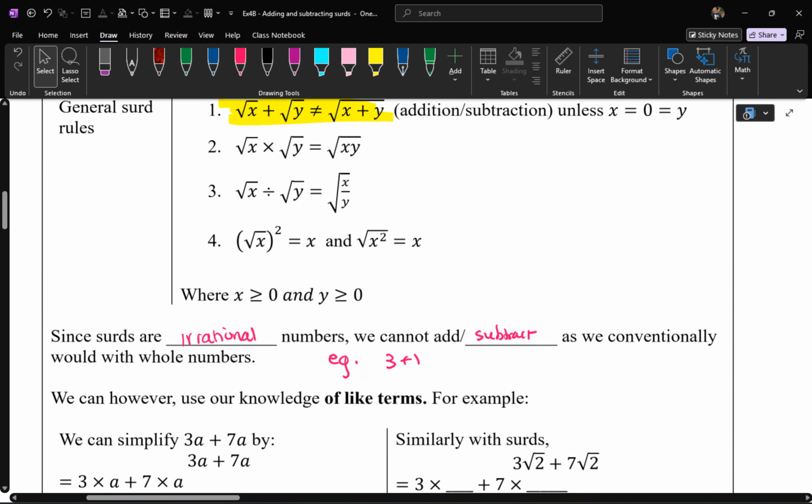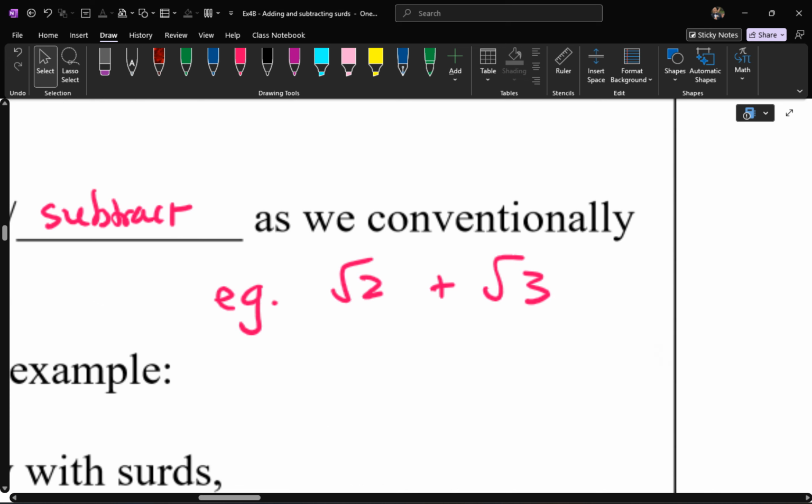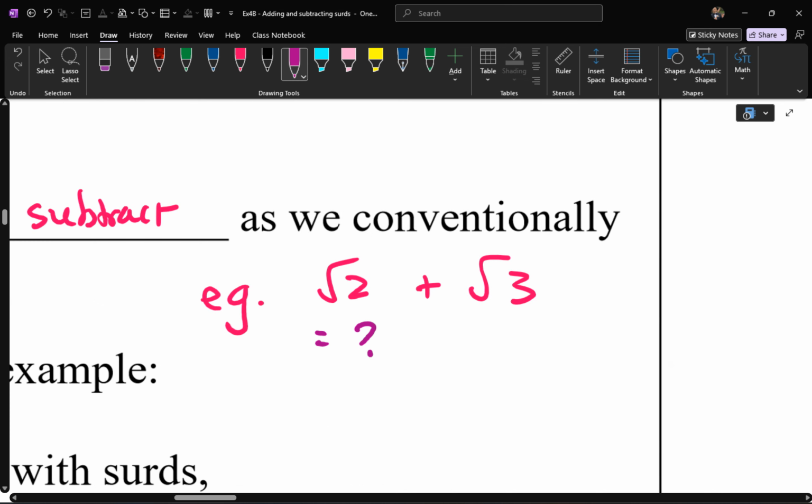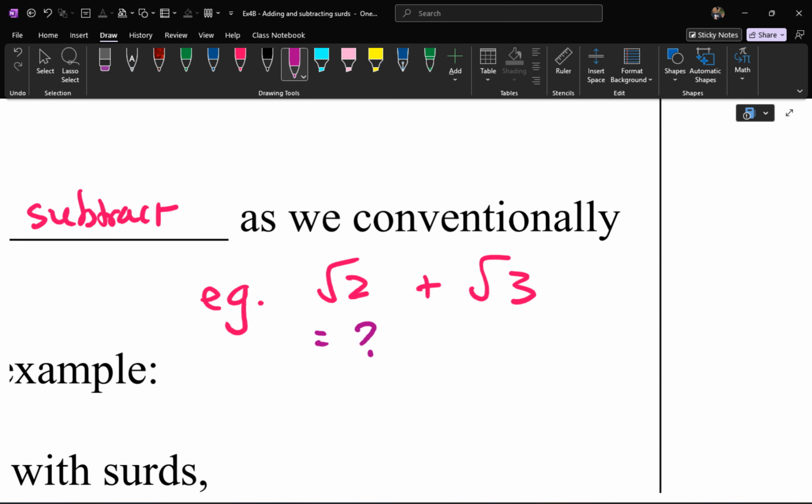So for example, if I gave you root 2 plus root 3, the issue is I do not know what root 2 is. I can't write it as a decimal, I can't write it as a fraction. Neither do I know what root 3 is because they go on infinitely, right? So that's why I can't add them traditionally. But what we do know is they both have to equal something. True? But whatever they equal, they're definitely not the same. Root of 2 cannot be the same as root of 3.